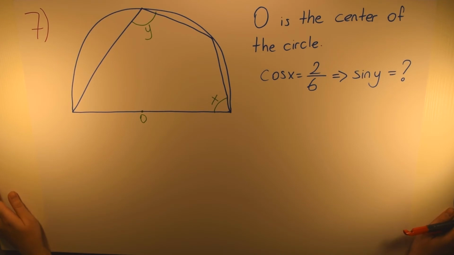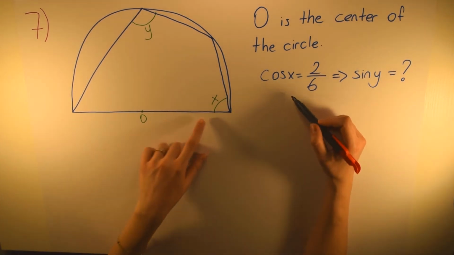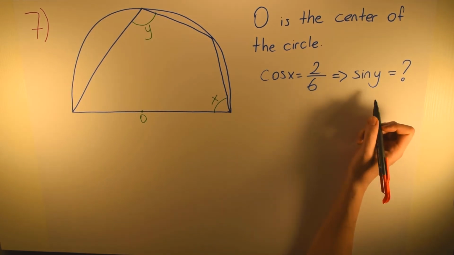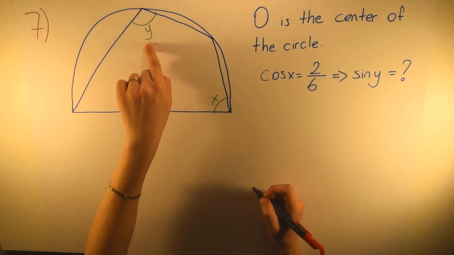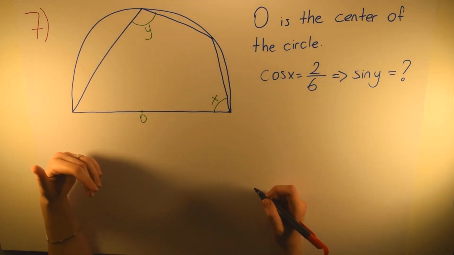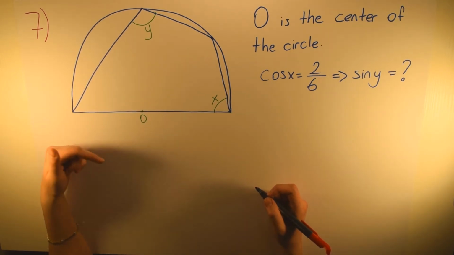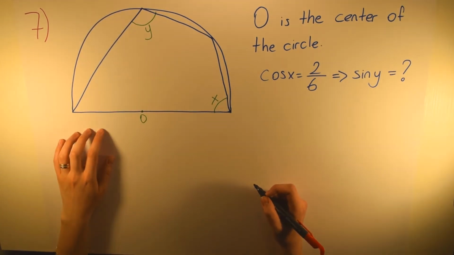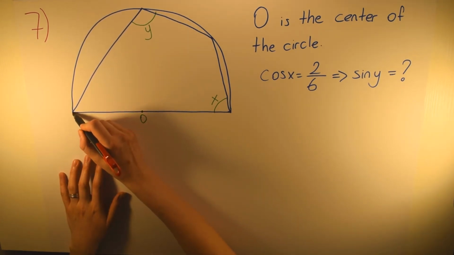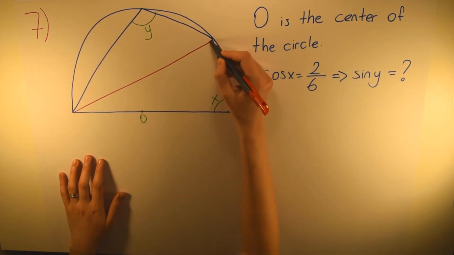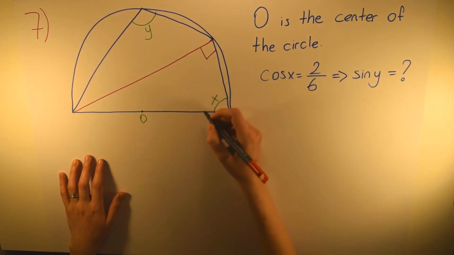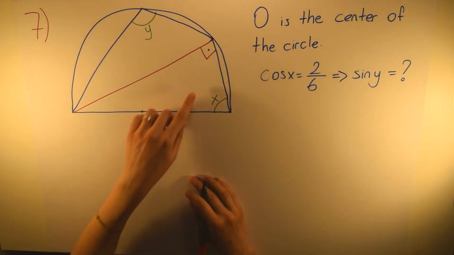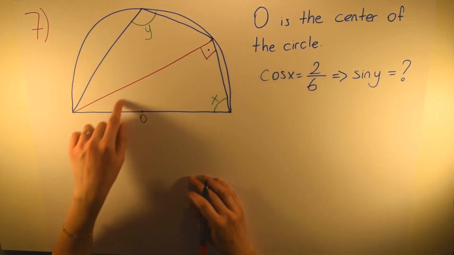On our seventh question we have O is the center of the circle, cosine x is equal to 2 over 6 and sine y is asked. So when you look at the angle of y, it's not in a right triangle, right? So we need to create one right triangle to find the value of sine y. So how can we do that? Let's draw this line here. As you can see, since this angle sees the diameter, it's equal to 90 degrees. So we got our right triangle here.